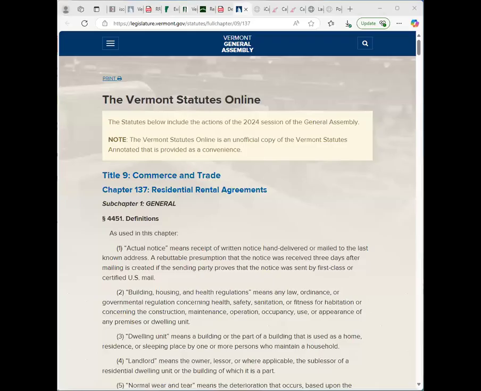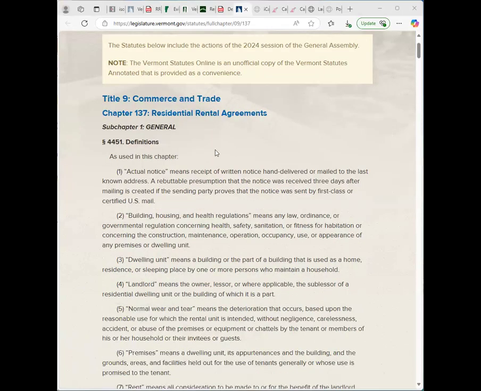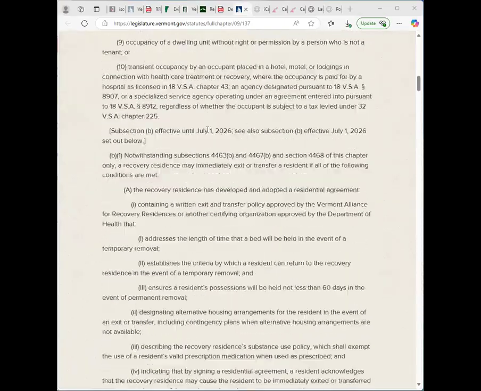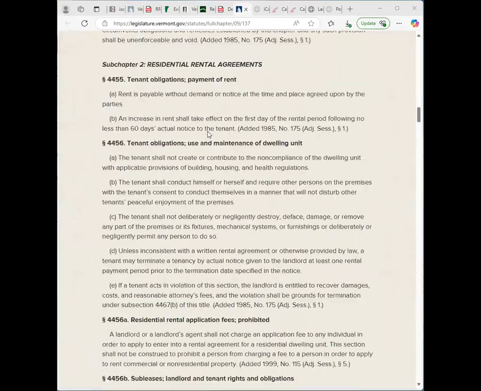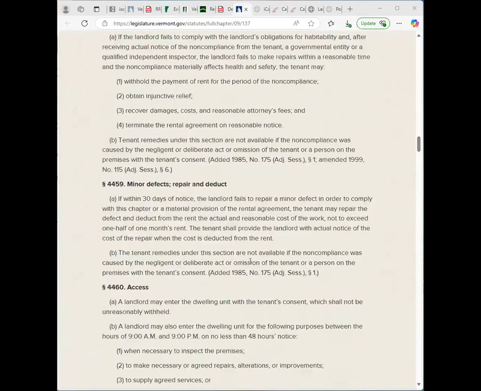So with any residential tenancy law, it is an actual law. So on the screen right now is the Vermont statutes online from the Vermont General Assembly, and you will see Title IX, Commerce and Trade, Chapter 137, Residential Rental Agreements, and it is very legalese, which is normal because guess what? Yeah, it's a law. And you can read through this entire thing. It's actually not that long, and I've seen it way more complicated than this in other locations.